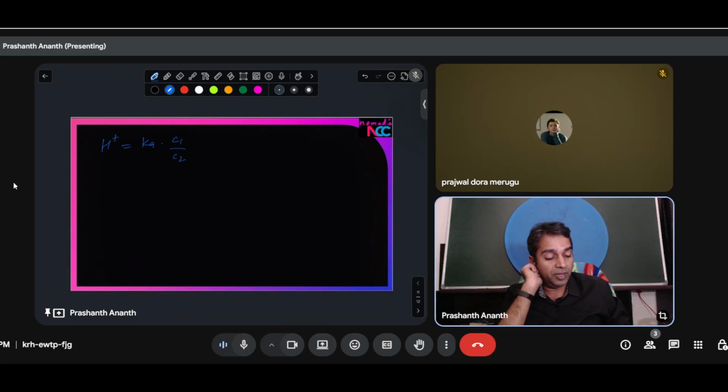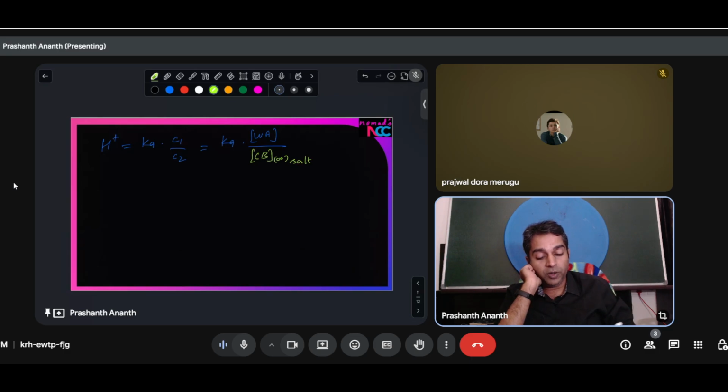Correct? So we had C1 by C2 over here. C1 is what? C1 is concentration of the weak acid. C2 is the salt or the conjugate base over here. So Ka into weak acid concentration divided by conjugate base concentration or salt.